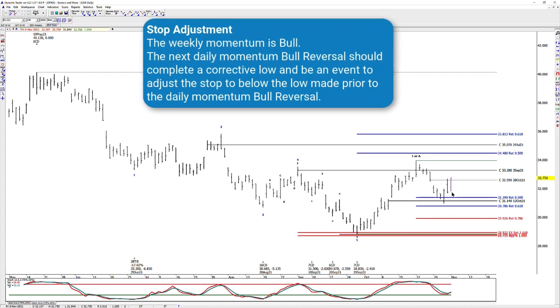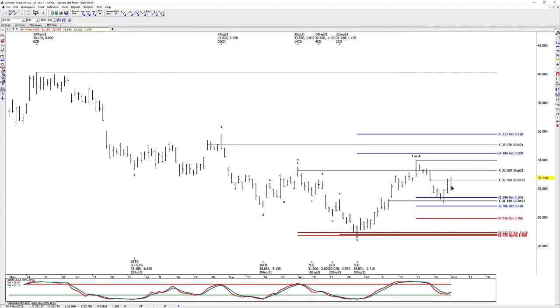There we go. As of the last bar in the chart, and that's a pretty strong up day, it made a new daily high, and then closed, looked like a top tick, and made a daily momentum bull reversal. So we can adjust our stop to a close below this closing low.